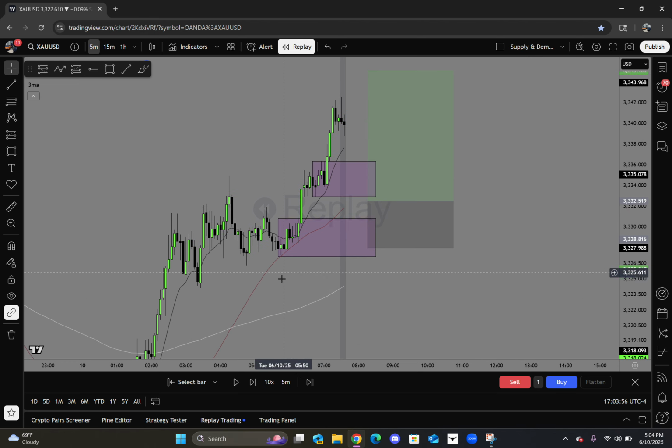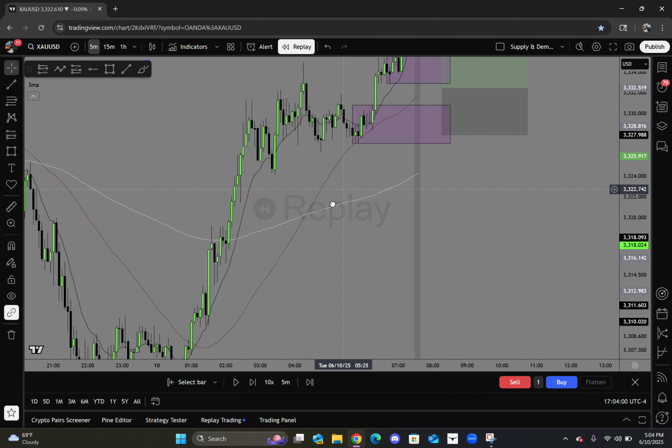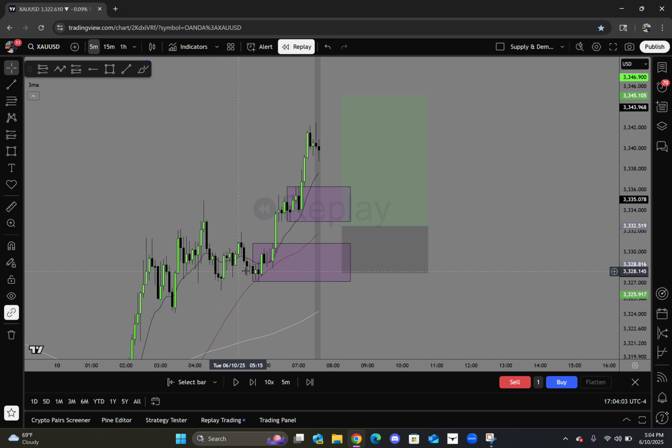Right, we have three MAs underneath, we have price uptrending since the previous session. Right here, I saw price break structure, right? Came up, broke structure, consolidated a little bit right here, and then continued up. So right off the back, I'm already looking for buys on gold, right?